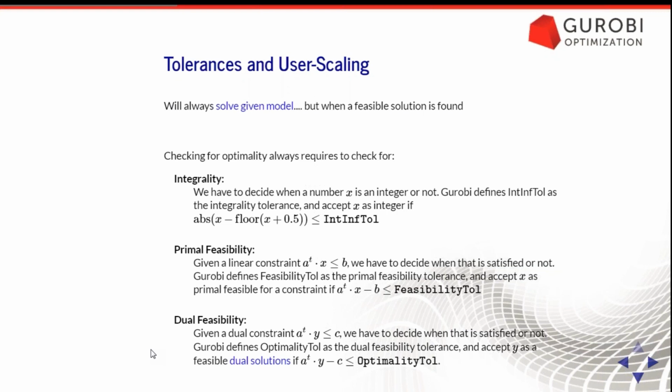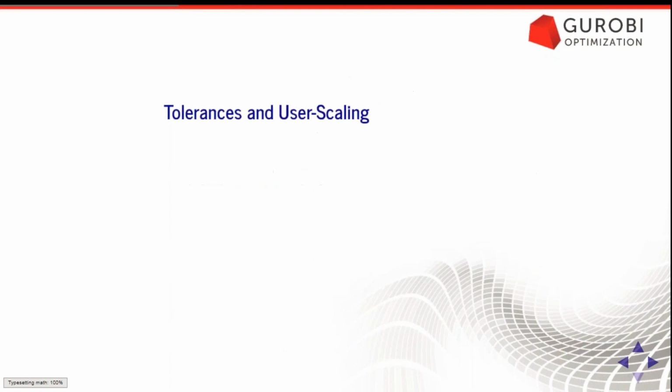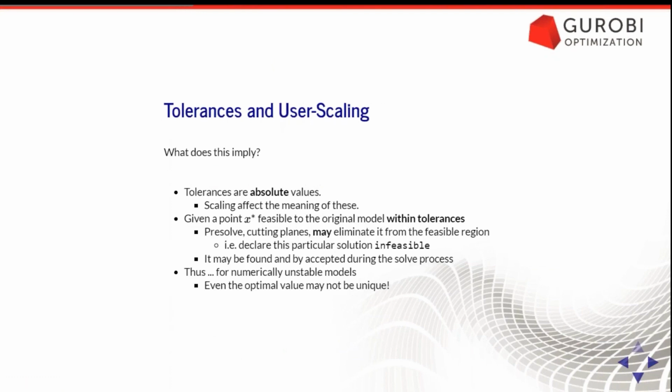And again, whenever you are checking for a certificate of dual optimality, the same happens in the dual space. And that is called the optimality tolerances. And those are three different quantities that actually you can move a bit. So what does this mean? And this is very subtle. So let me try to be very careful with what I say.